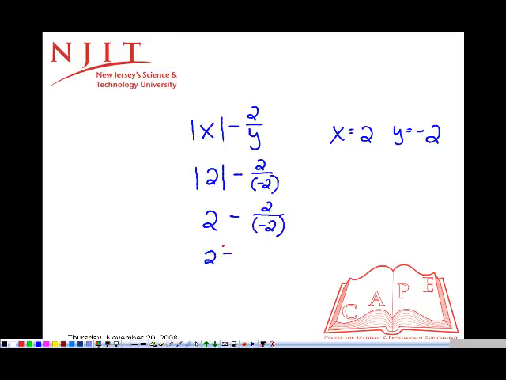Now if you remember from the functions, a positive divided by a negative is negative. So 2 divided by a -2 is simply -1. So I'll write that in parentheses. So all we're left with is 2 minus a -1. And if you remember, a negative times a negative is a positive. So you simply have 2 plus 1. And the final answer you're given is 3.